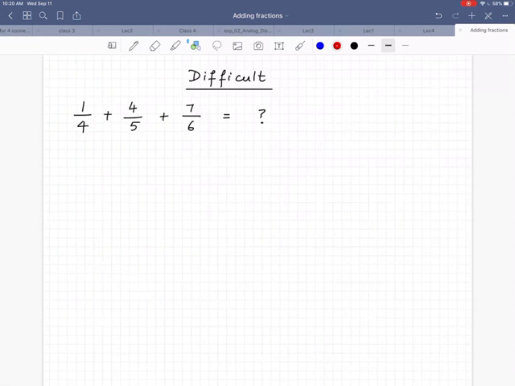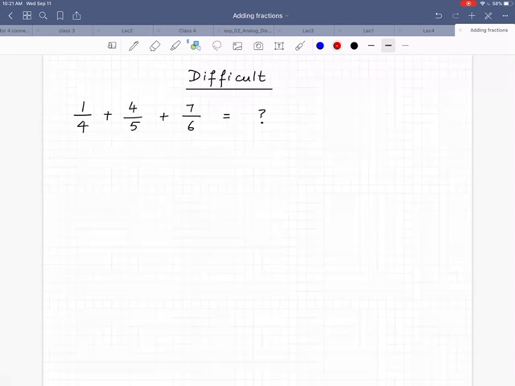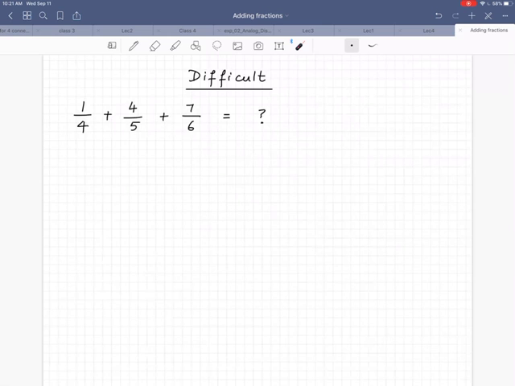Now let's go to a difficult problem. Over here, it is difficult. The reason is we have 3 different denominators for the fractions. There's 4, there is 5, and there is 6.